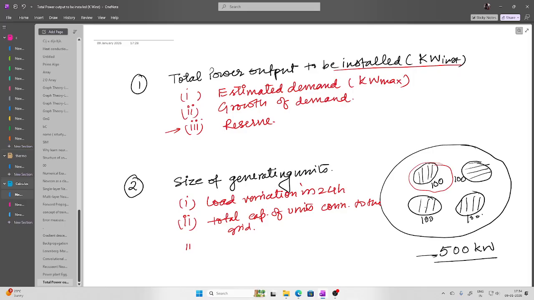Then, we should also know the starting time and ending time, meaning in how little time a particular unit can be started. This is called the startup and shutdown period of a particular unit. And if we are setting up a power plant, we should also set up our maintenance plans. So, maintenance plan.